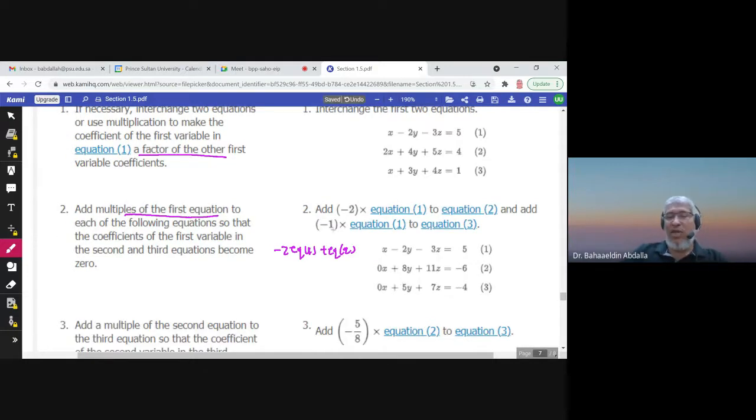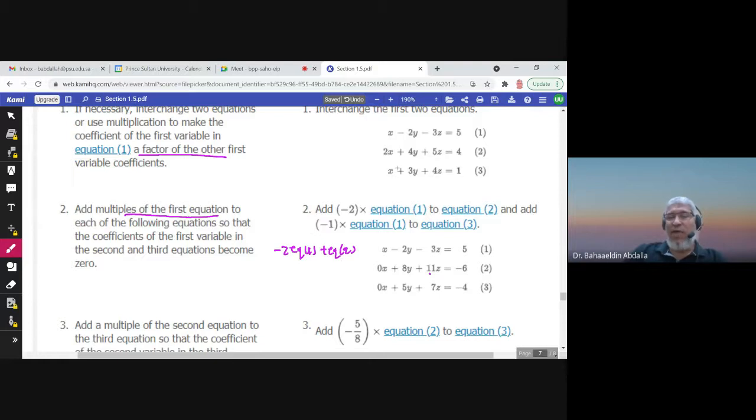So equation 1 as it is. But now I multiply: -2x plus 2x, 0. -2 times -2, 4 plus 4, 8. -2 times -3, 6 plus 5, 11. -2 times 5, -10 plus 4, -6. So I have the second equation after I did this transformation.